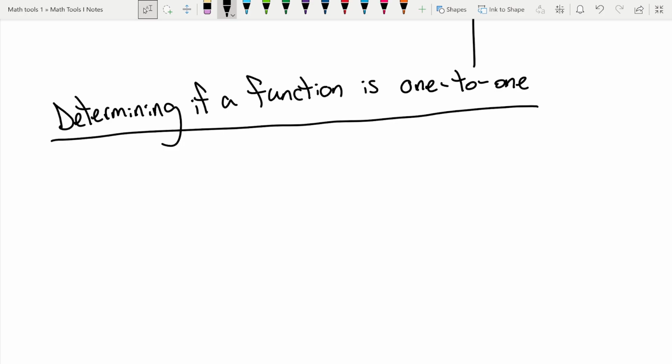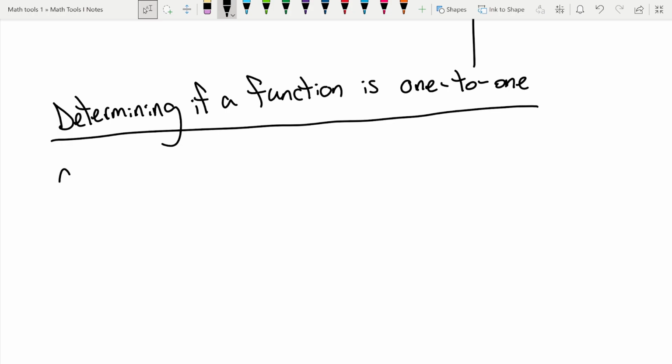So if we want to determine if a function is one-to-one, and why we would want to do this, is that a one-to-one function has an inverse function. It is invertible. Determining whether a function is one-to-one can actually be kind of tricky, and there are a few different ways we could approach it. We could look at the graph of the function using the horizontal line test, or we could try a more algebraic approach.